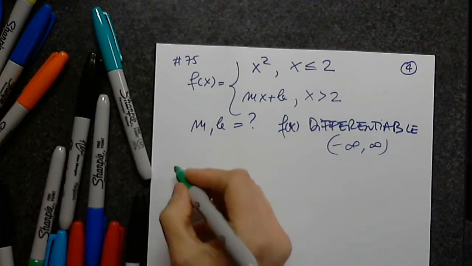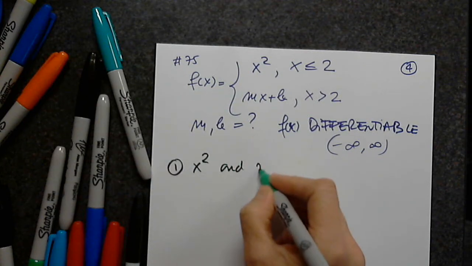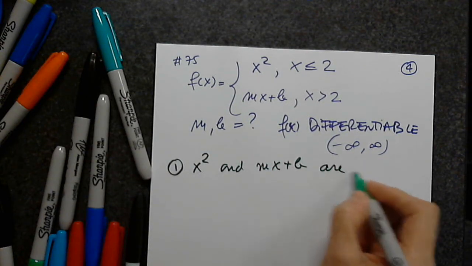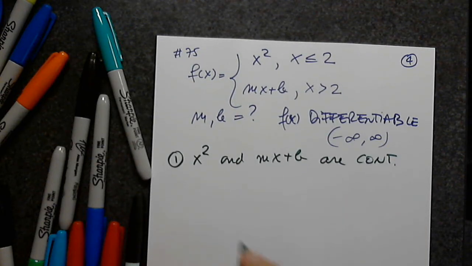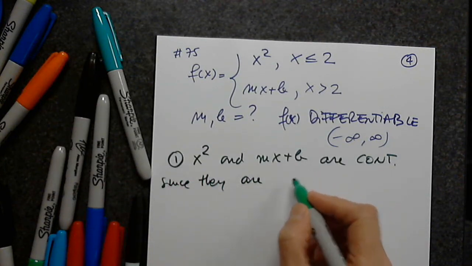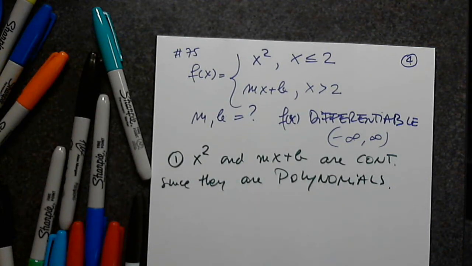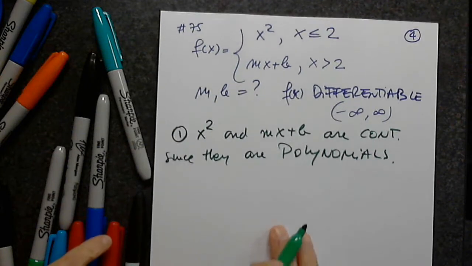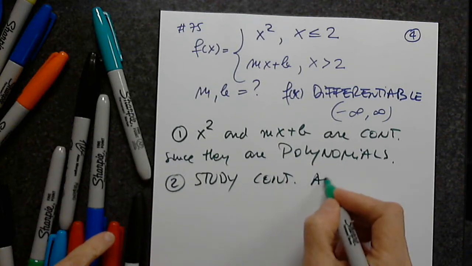Okay. So I will have to write number 1 that x squared and mx plus b are continuous everywhere. Why? Since they are polynomials, there is never a discussion about a polynomial not being continuous. In step number 2, I will have to study continuity at x equals 2.